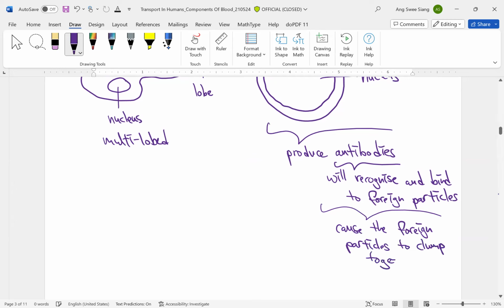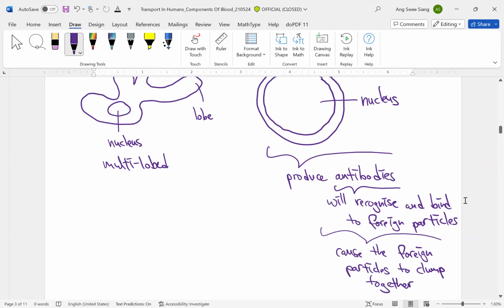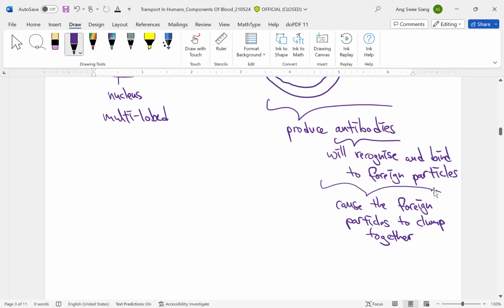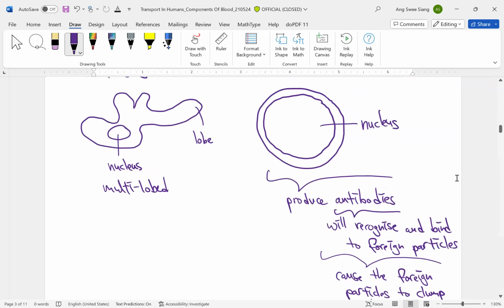Now, after the foreign particles are clumped together, do we just leave them there in the clump state? Give it to them. Who is them? The phagocyte. Give it to them now. The phagocytes will come towards the foreign particle. So these antibodies are very good. I like the throwing out answers.